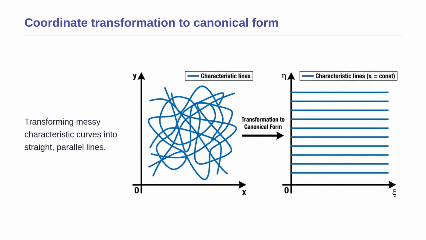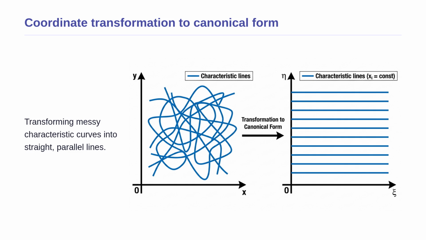On the left side of the diagram, you are looking at the original x and y coordinate system. Notice how the characteristic curves are messy, tangled, and intersecting. This represents how complicated the original partial differential equation is to solve. The bold arrow represents a mathematical transformation into the new xi and eta coordinate system, shown on the right.